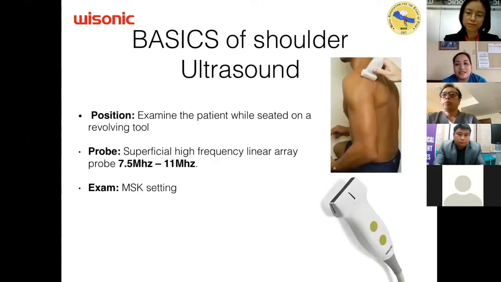So starting with the basics of shoulder ultrasound, many countries and many associations have different preferences for the position of the patient for shoulder ultrasound.